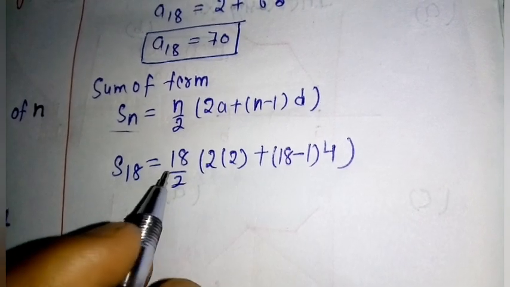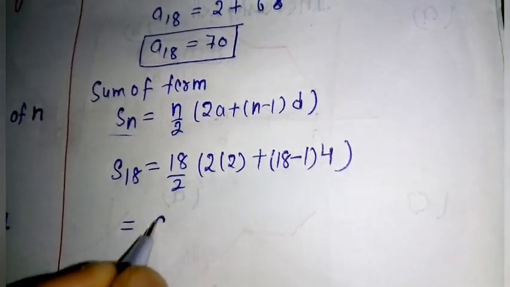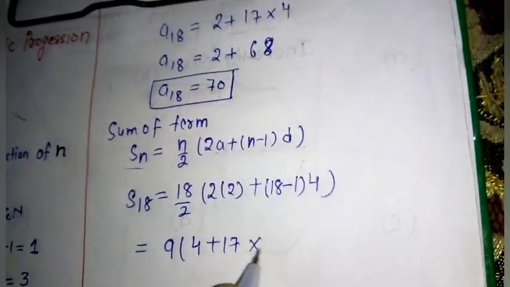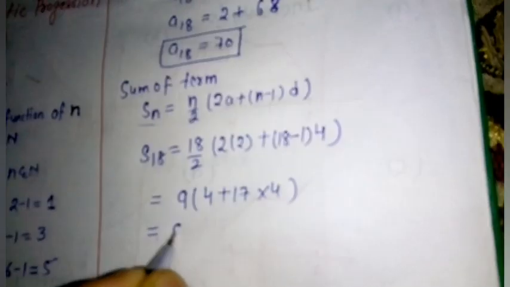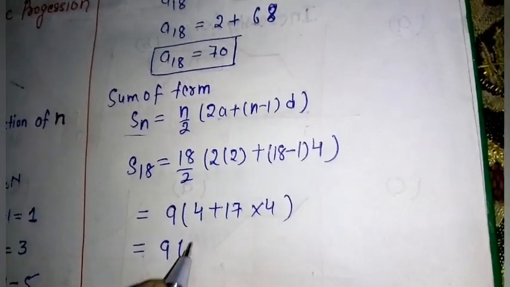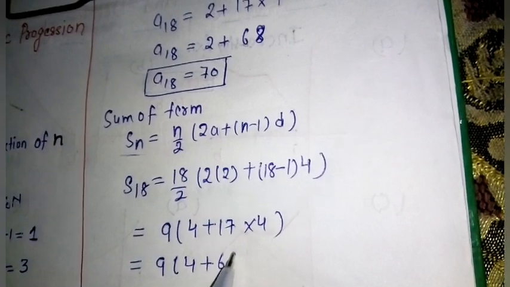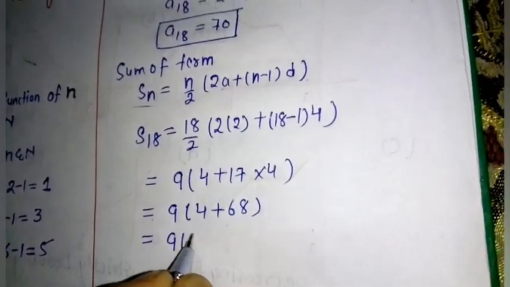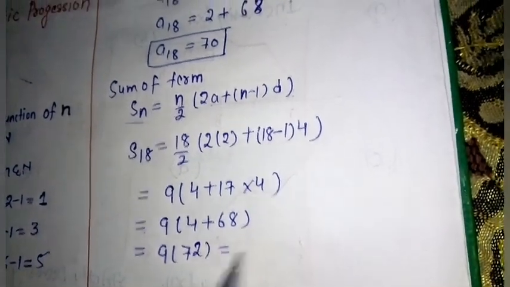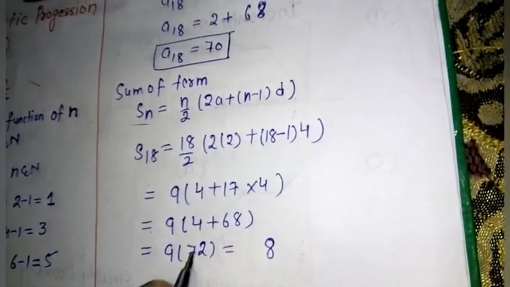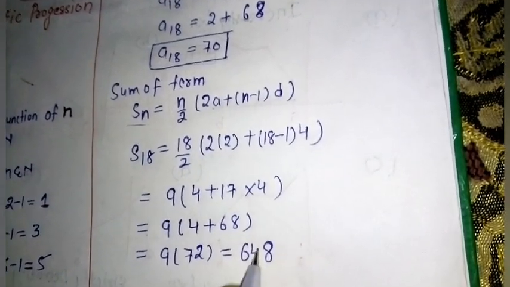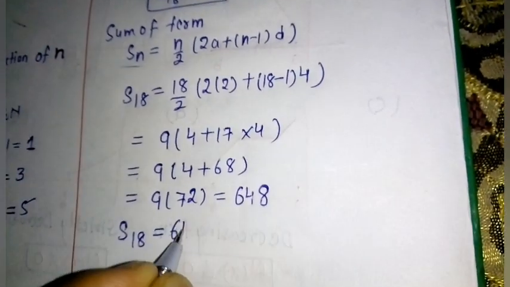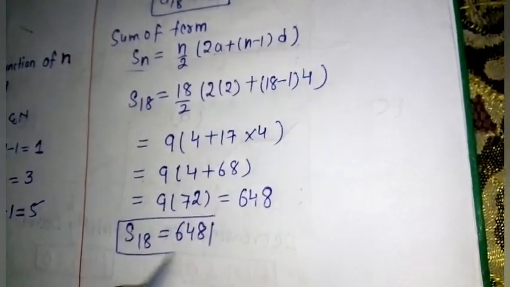18 का हाफ मतलब 18 का आधा 9, 2 जो 4 प्लस 17 इंटू 4, that is 9 into 4 plus 68, which is equal to 9 into 72, and which is equal to 648. Therefore sum of 18 term is equal to 648.